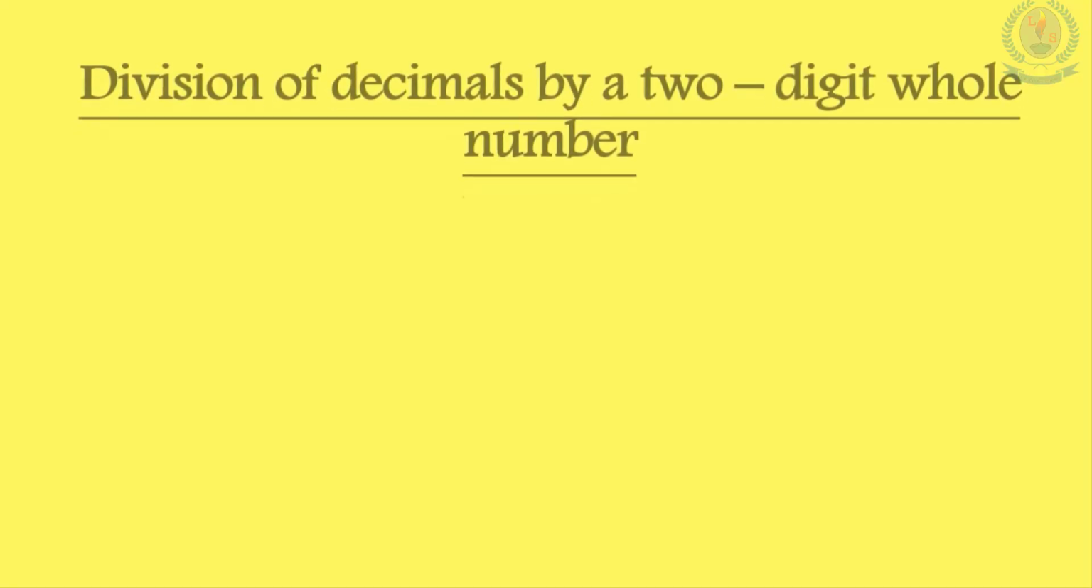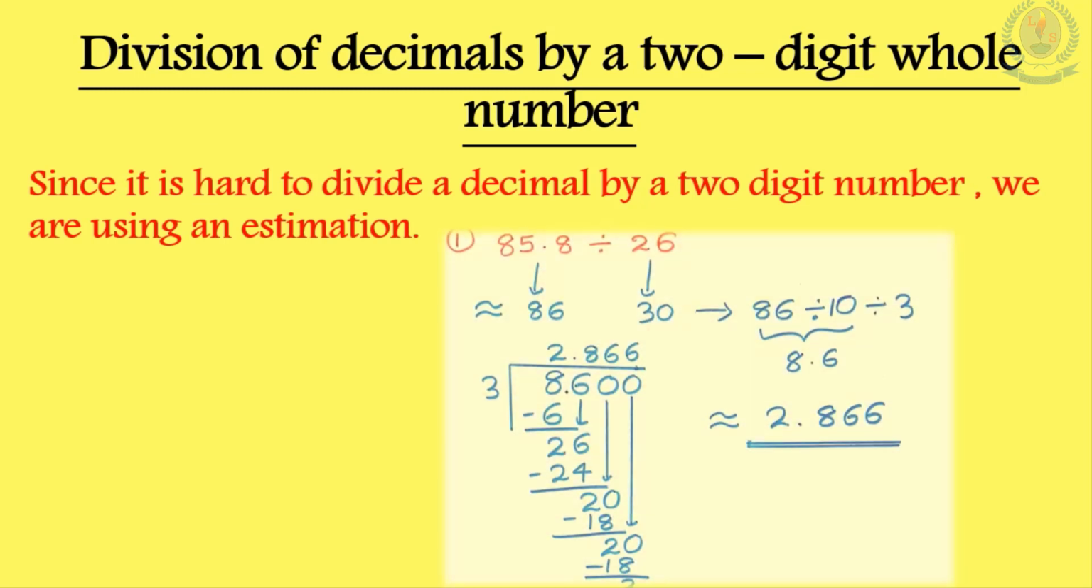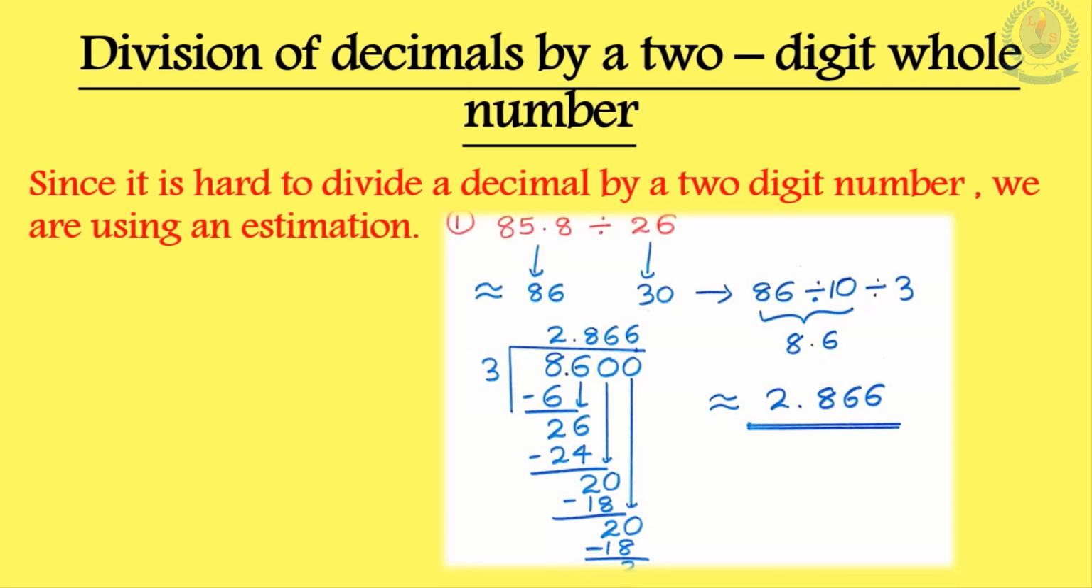Then the next subtopic is division of decimals by a 2-digit whole number. There's a special thing: since it is hard to divide a decimal by a 2-digit number, we are using an estimation, right? Now look at this first example. 85.8 divided by 26.